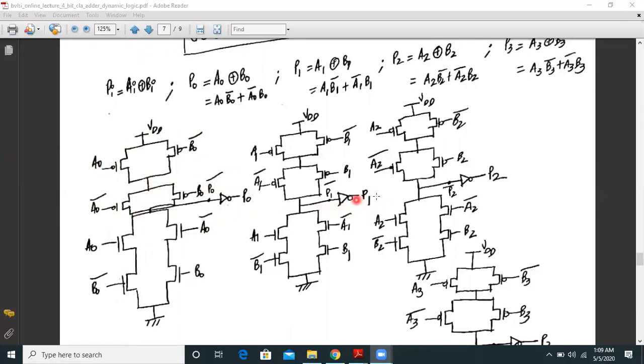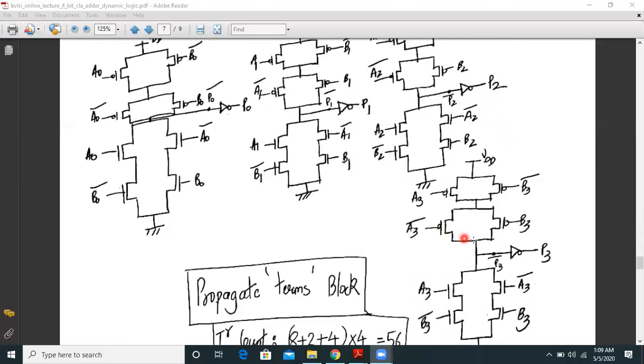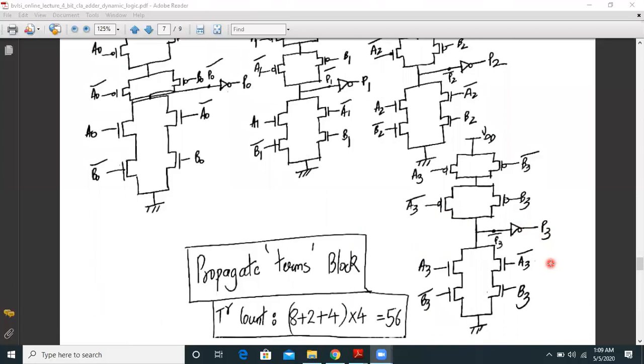Similarly, P1, P2 and P3 designs can be prototyped. So the total transistors required in the propagate terms block will be: you require 4 for the pull up, 4 for the pull down, so 8, 2 for the CMOS inverter, and 4 additionally to generate the bar terms. So the total transistor count is 14. The blocks are 4, so 14 into 4, we require around 56 transistors.